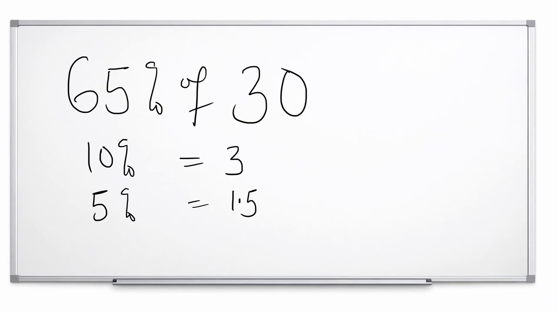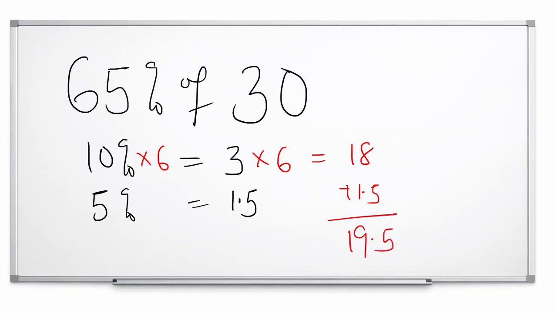Now here, we have 60 is 10 times 6. So we have 3 times 6, which is the same thing as 18. Just add it to 1.5. So here we have 19.5. Now, this same technique is going to be used for another example, and I want you to do this first. Pause this video and try this.